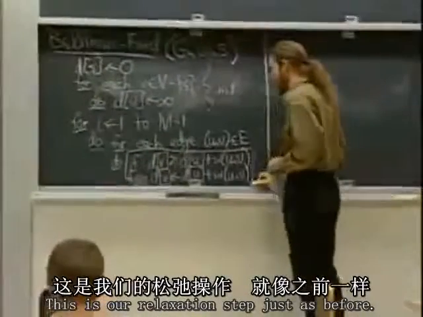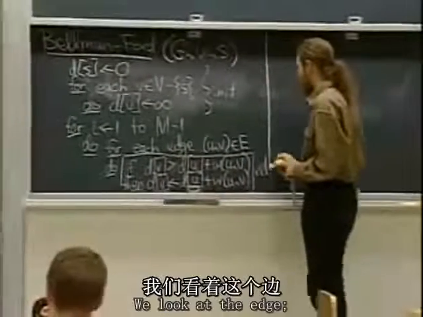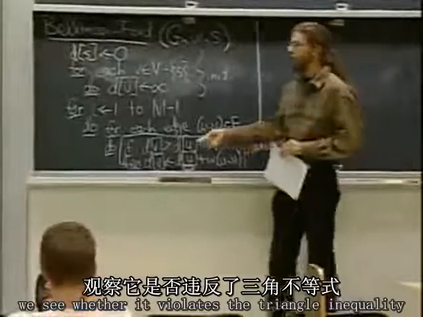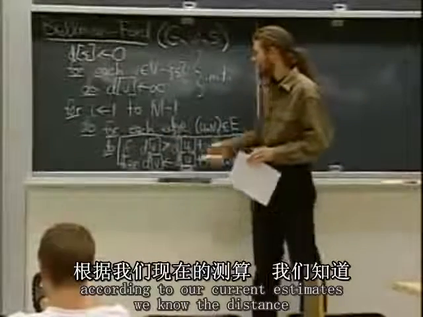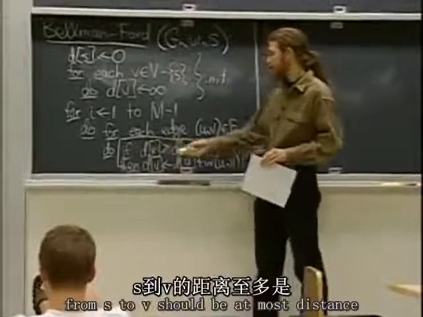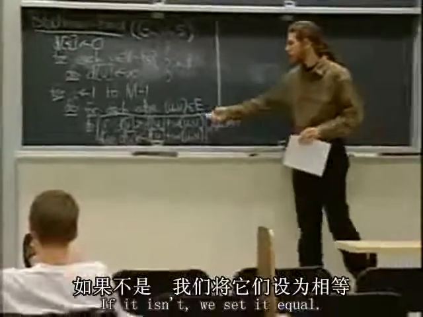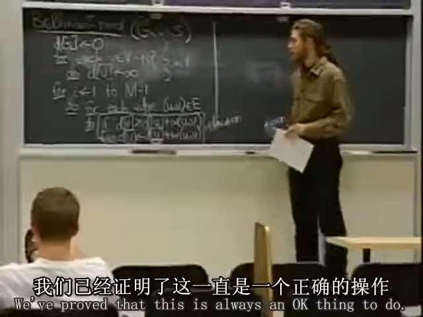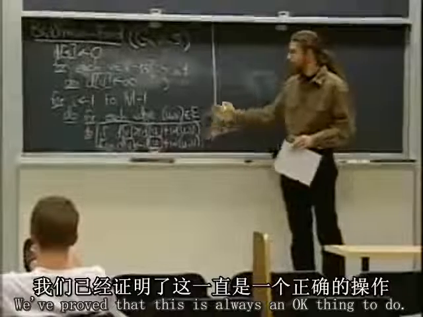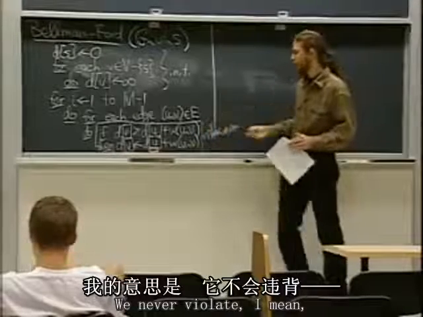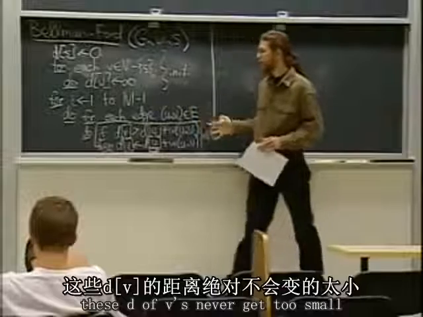This is our relaxation step, just as before. We look at the edge and see whether it violates the triangle inequality according to our current estimates. We know that the distance from S to V should be at most the distance from S to U plus the weight of that edge from U to V. If it isn't, we set it equal. So we've proved that this is always an okay thing to do. We never violate; these d of v's never get too small if we do a bunch of relaxations.